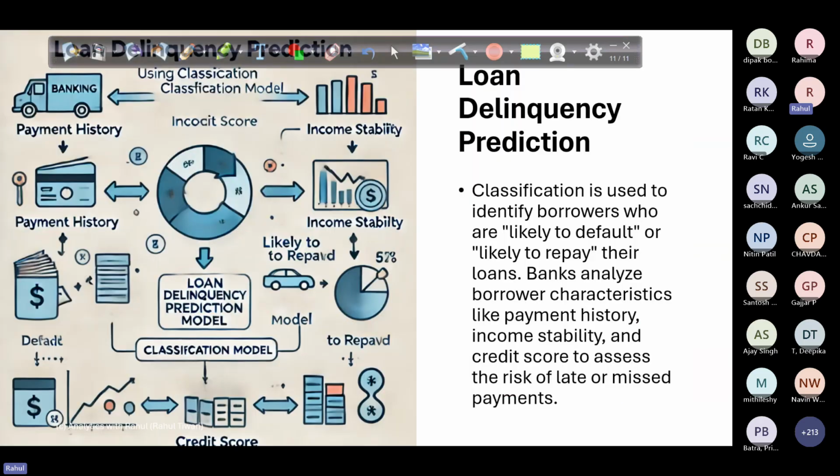Loan delinquency prediction. Classification is used to identify borrowers who are likely to default or likely to repay their loans. Banks analyze borrower characteristics like payment history, income stability, and credit score to assess the risk of late or missed payments. So I'll predict whether my customer will pay the bank loan, the EMI, or not, basically.